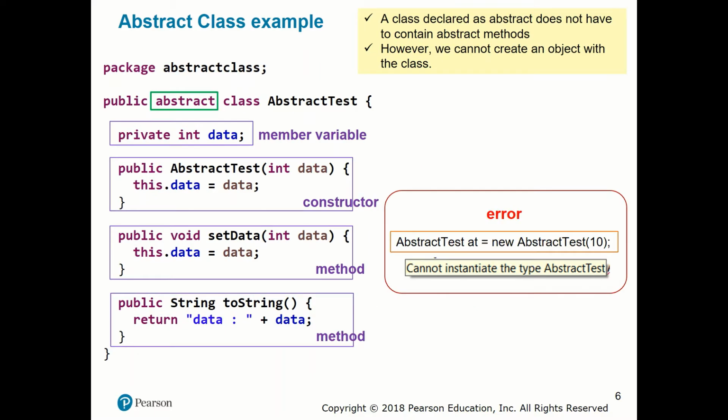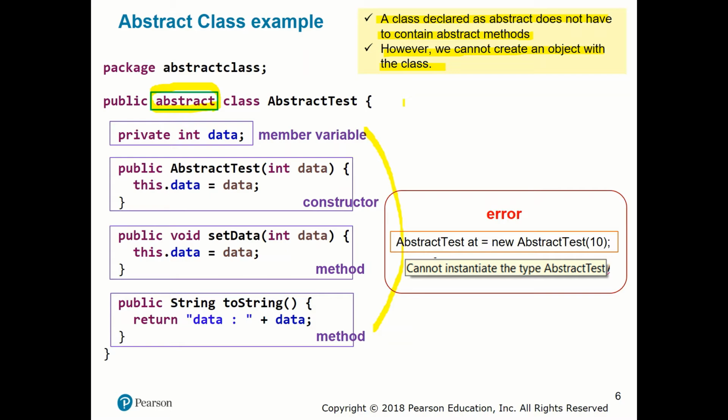And let's see this one. This time there is no abstract method, right? There is no abstract method and it is just like a normal class. But this class is declared as abstract. This is okay. A class declared as abstract does not have to contain abstract methods. However, we cannot create an object with this class.